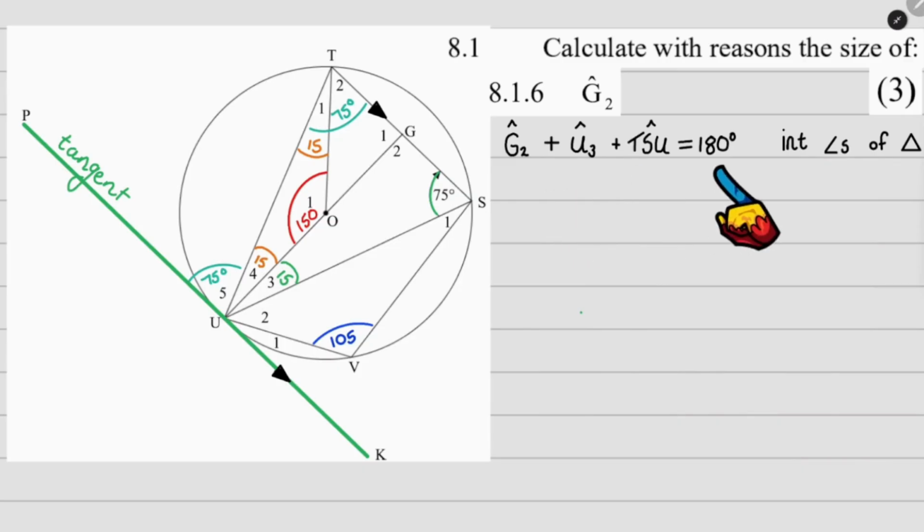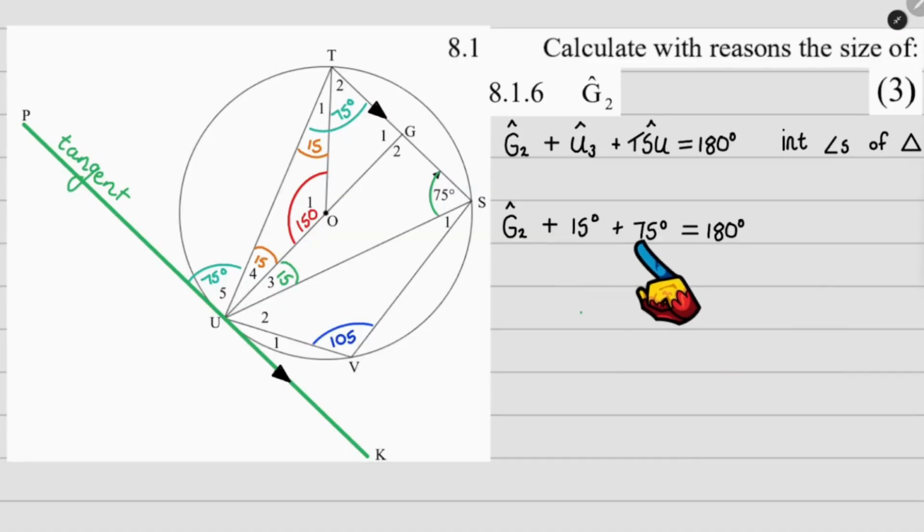And we're going to write it up just like this, G2 plus U3 plus TSU. So this angle S doesn't have a name, so I'm going to say TSU. I'll go around the angle and then state the letters around it with S in the middle, then a copy on the S, equals 180. Okay, so we're going to swap these out. G2 is what we're looking for, so we leave him. U3 is 15 degrees as calculated in the previous question, so let's swap U3 to 15 degrees. And then TSU, this angle S is 75, so I'm going to switch this out to a 75.